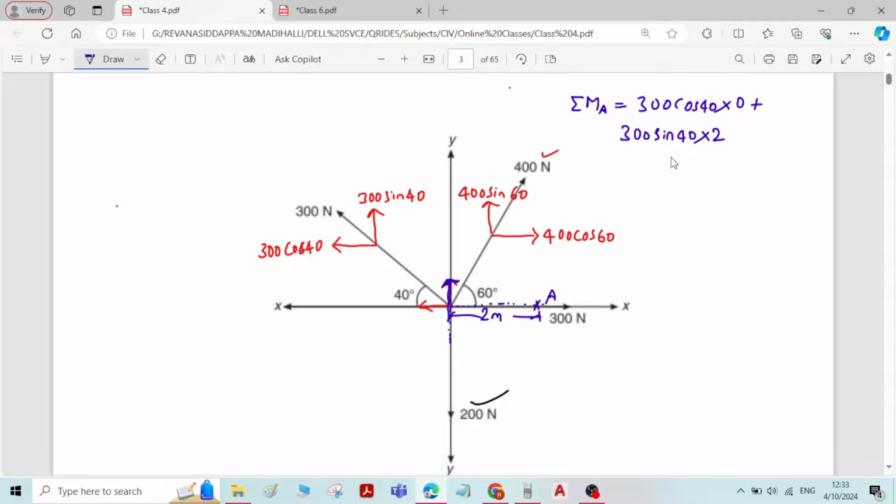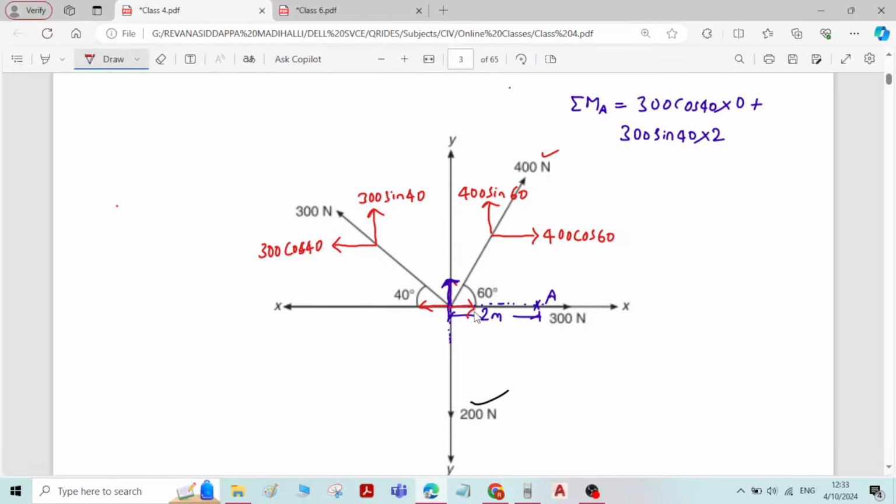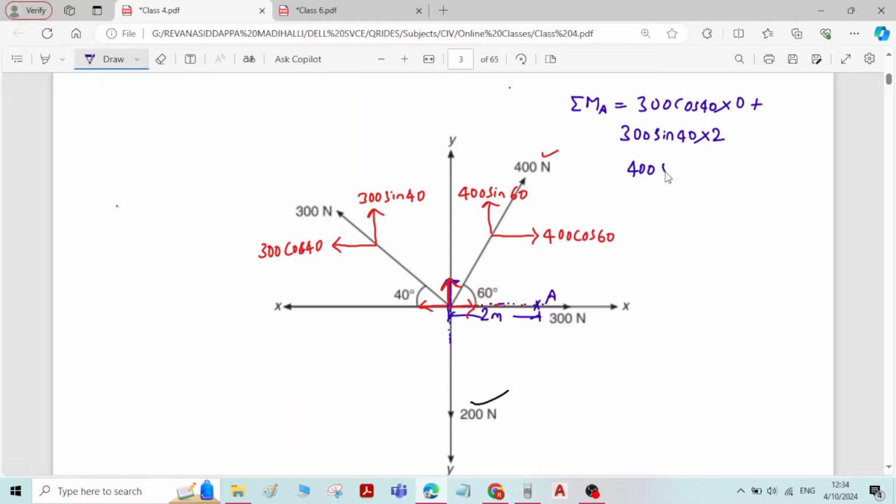Similarly, for the moment of the 400 cos 60 force, this is the line of action of the 400 cos 60 force, and this is the line of action of the 400 sin 60 force. Again, the moment of the 400 cos 60 force about point A becomes 0 because point A lies on the line of action, so we only get the moment of the 400 sin 60 force. That is 400 sin 60 into the perpendicular distance of 2 meter, and about point A it is also causing a clockwise moment, so the sign is plus.